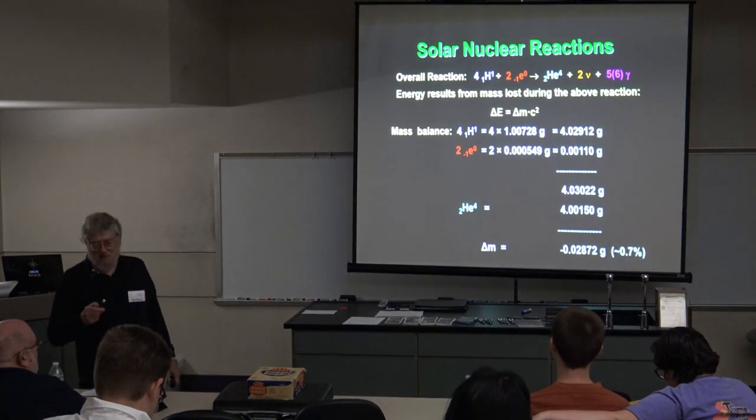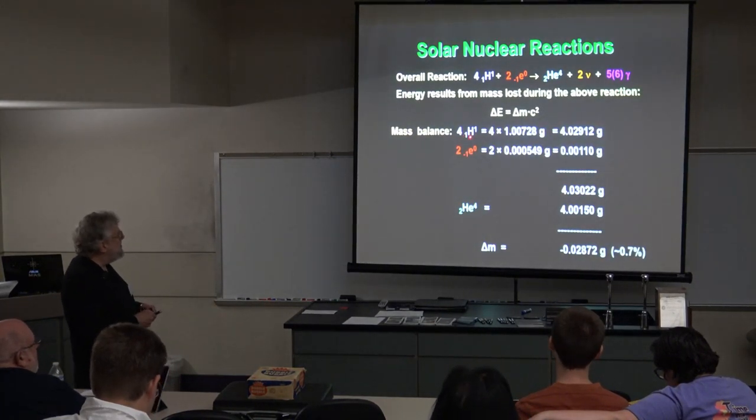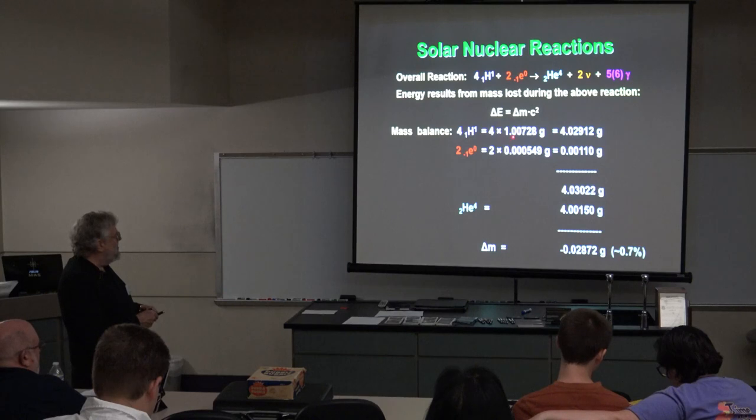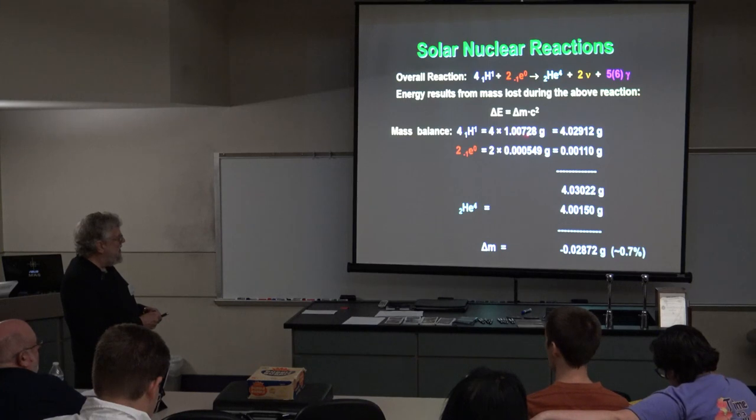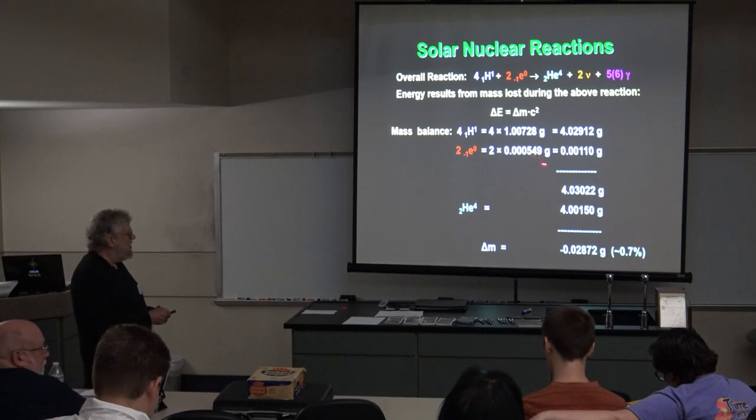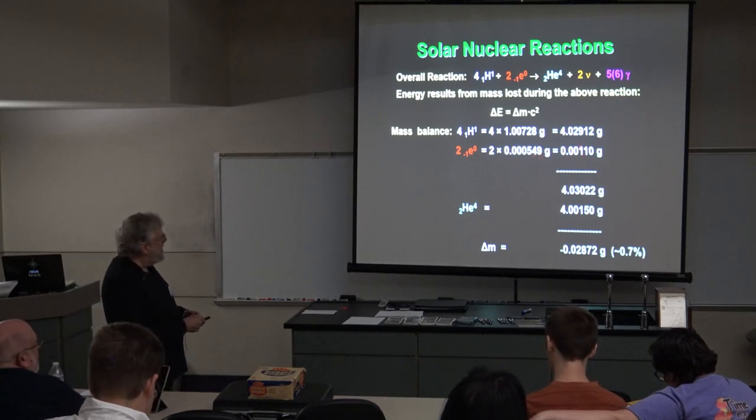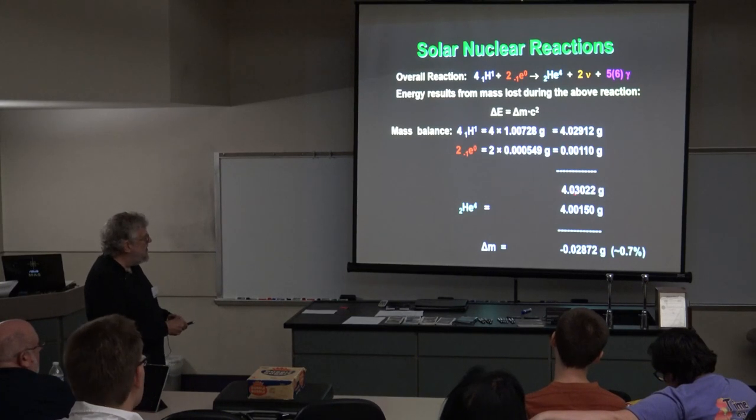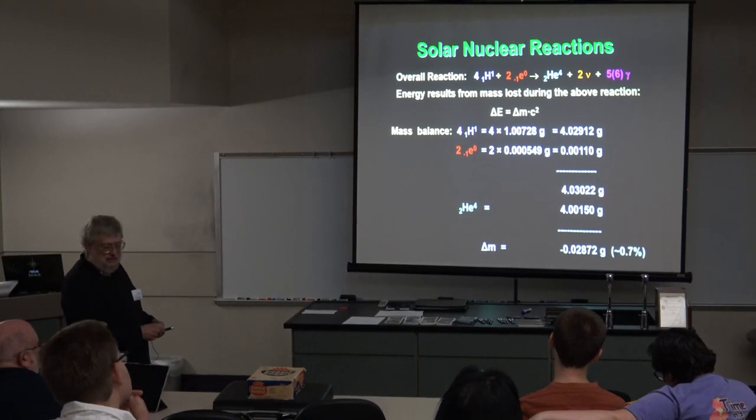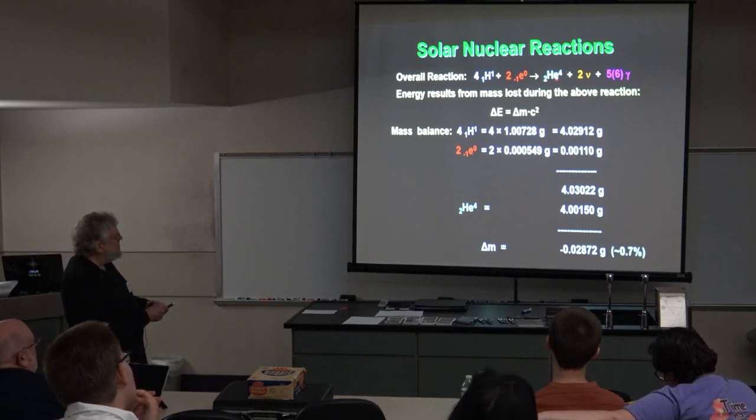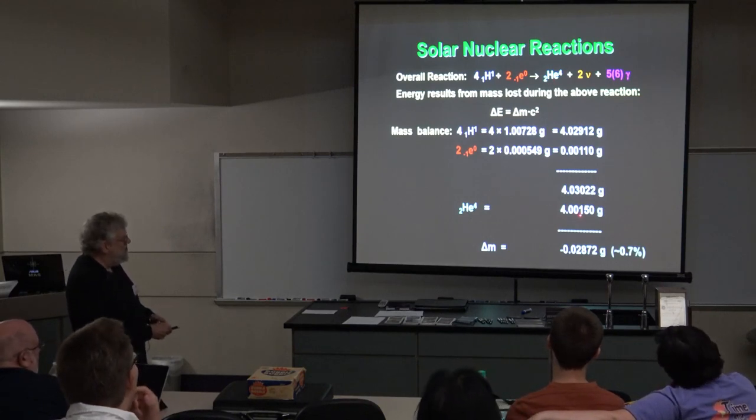Here's a little more detail. Each hydrogen atom, or 6 × 10²³ of them, weighs 1.00728 grams. We round that off to 1 here, but here's what it actually weighs. So that's the mass of the hydrogen. And the electrons we show as 0, but it's not quite 0. Electrons do have an appreciable but small mass. If we add together the masses on the left side, we get 4.03 and change grams. Now the helium nucleus on the right is 4.00150.